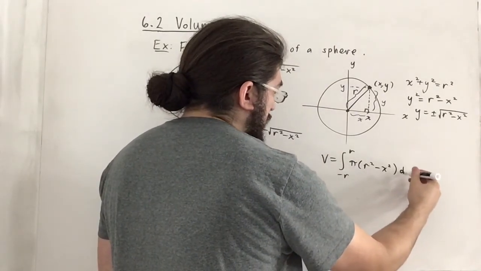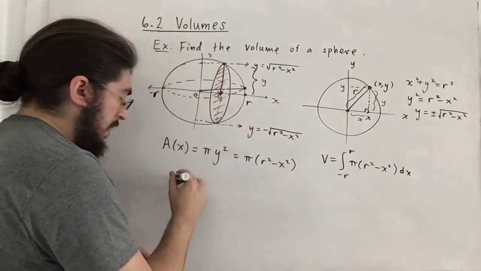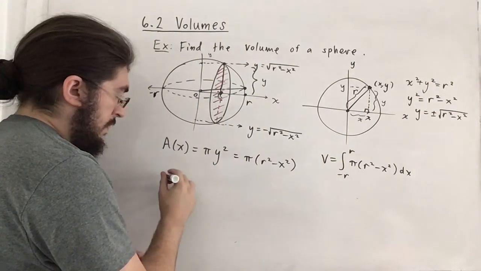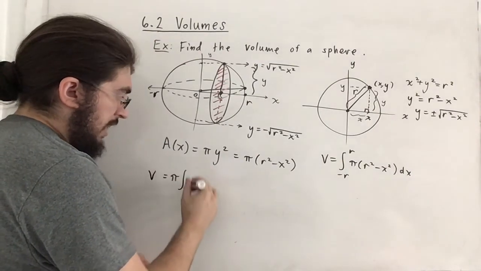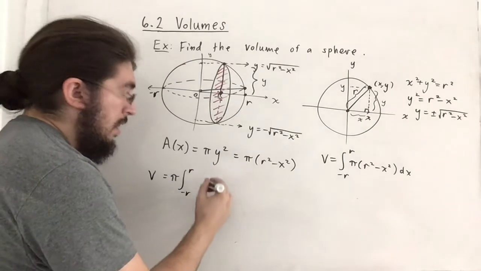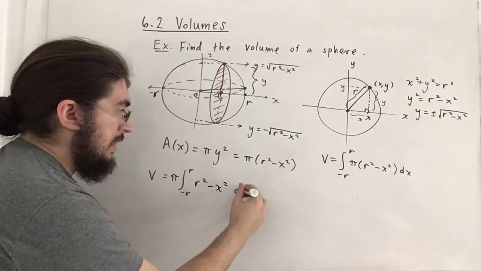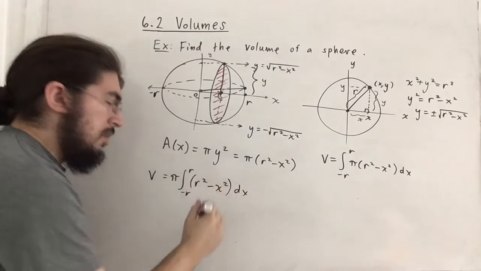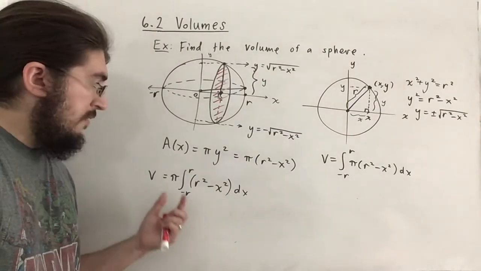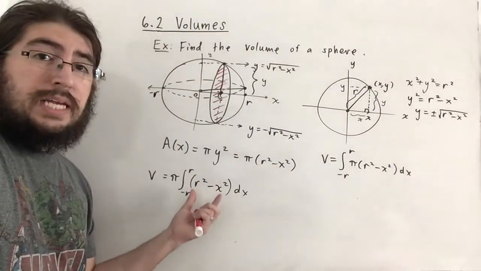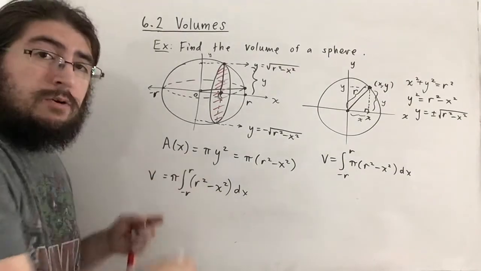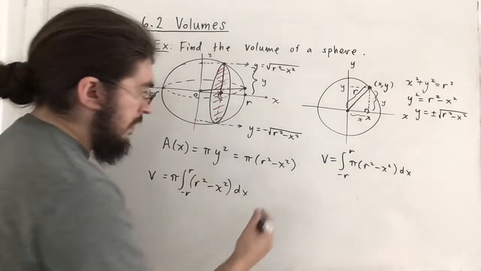Now there's a lot we can do. Notice we can just pull out pi because it's a constant. So volume is equal to pi outside of the integral from negative r to r of r squared minus x squared dx. Also notice that this is an even function. If you replace x with negative x, you get the same thing. So we can fold this integral in half, which is a concept we saw from 5.5.